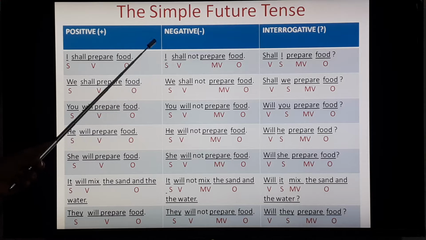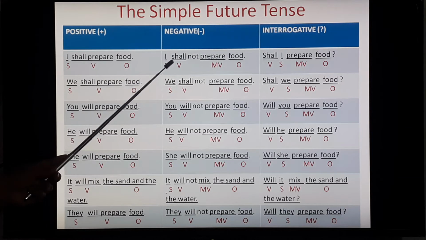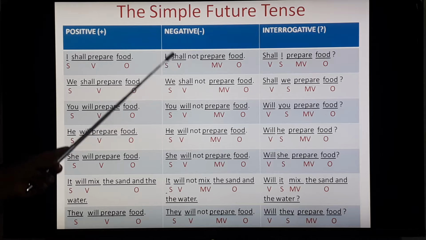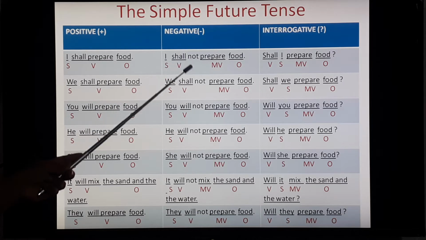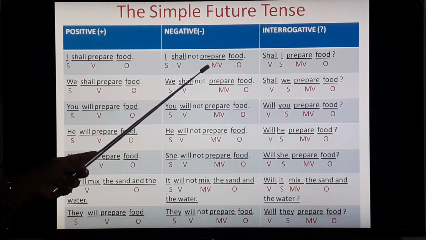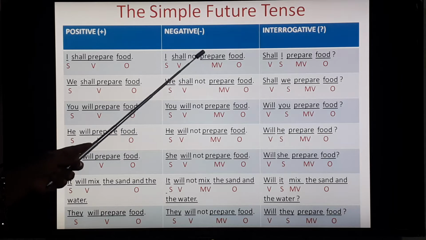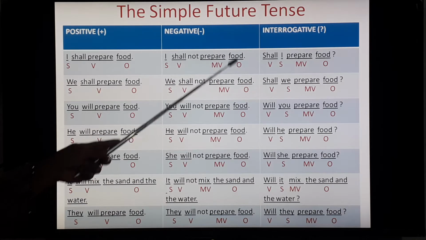Negative sentence: I shall not prepare food. Immediately after helping verb or auxiliary verb, that is shall, you have to use not, because we are framing negative sentence. Prepare, that is main verb, that is V1 form, you can say base form, present tense form. Food, that is an object.